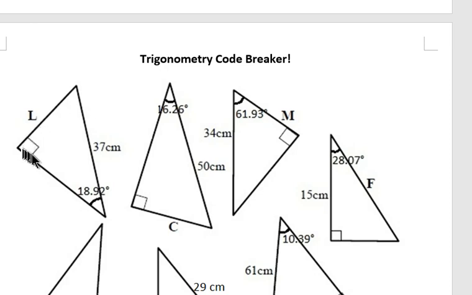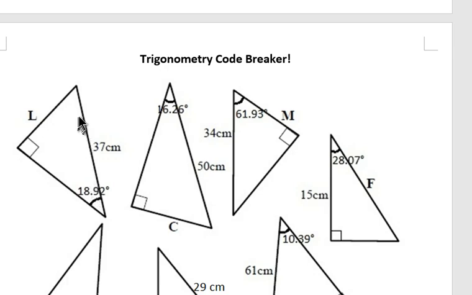If we have a right-angled triangle with a long side, which we call the hypotenuse, of 37 centimeters, and an angle of 18.92 degrees, we look for the side that we're trying to find out. We're trying to find L. Now L is the opposite side. It's opposite the angle that is given, the 18.92 degrees. You can see L is very far away from the angle that is given.